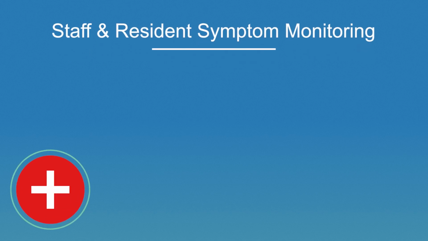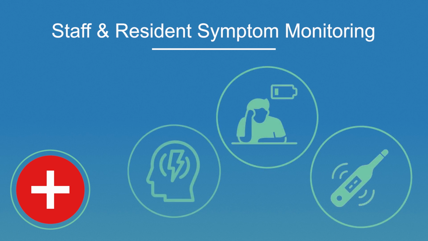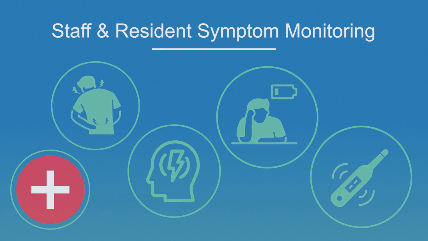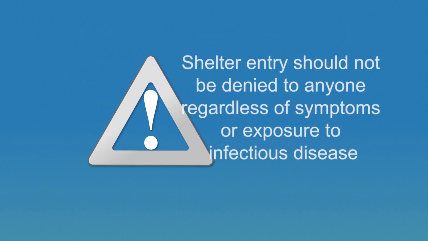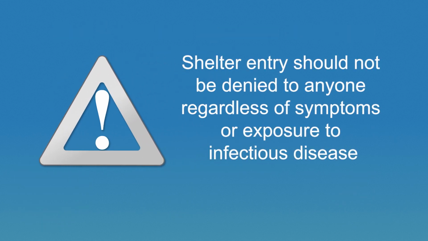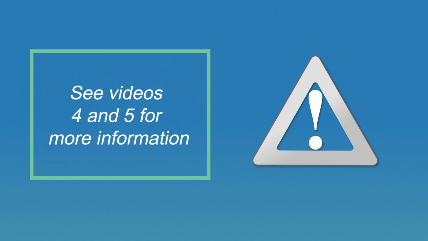Residents and staff should be encouraged to self-monitor for symptoms of infectious disease, which commonly include fever, fatigue, headache, and body or muscle aches. Individuals who notice symptoms of infectious disease should see a healthcare professional and isolate themselves away from the facility to limit the spread of viruses. As a reminder, shelter entry should not be denied to anyone, regardless of symptoms or exposure to infectious disease. Where possible, use temporary isolation spaces and ensure pathways and coordination to other shelters or housing opportunities.